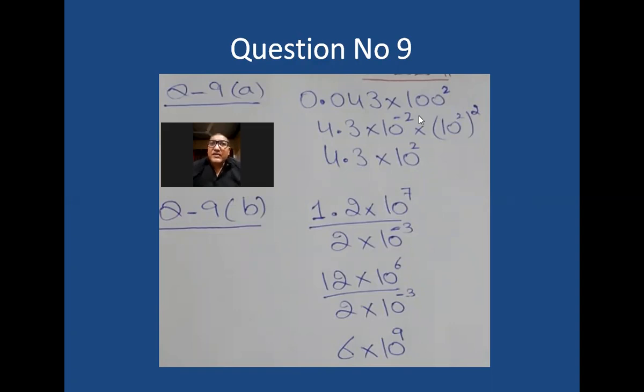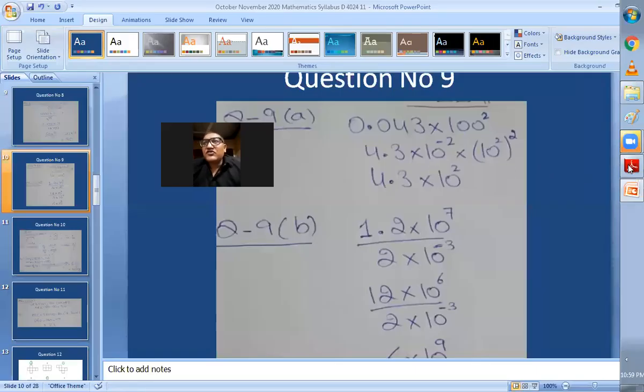So you see this will become 10 raised to power 4, and this is 10 raised to power minus 2. So from 4 you subtract 2, so you will be left with 10 raised to power 2. So now you have 4.3 expo 2. That is the right answer. I hope you have understood. And let's see the next question.